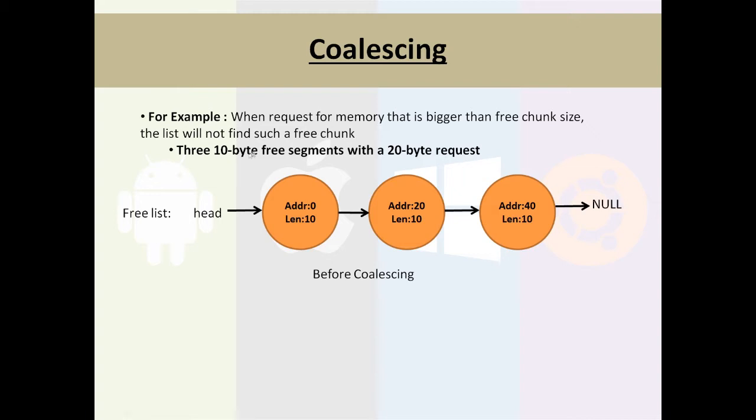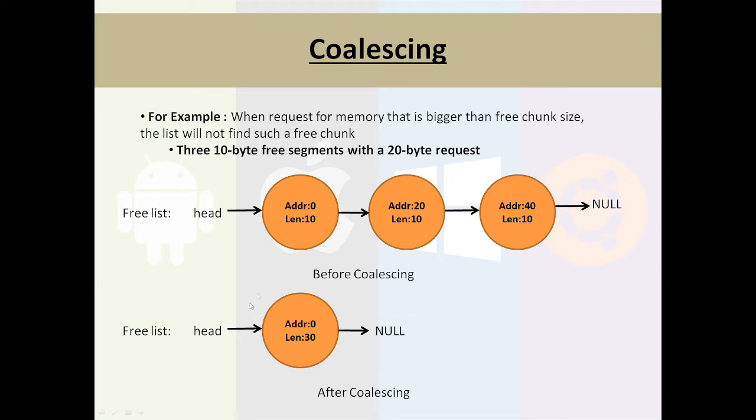So here we go. We have 3 10-byte free segments represented by this free list. You can see each of them is 10 bytes, and they're at different addresses. One starts at 0, another one starts at 20, and another one starts at 40. And we receive a 20-byte request, so we need to find space for 20. So what would happen after coalescing?